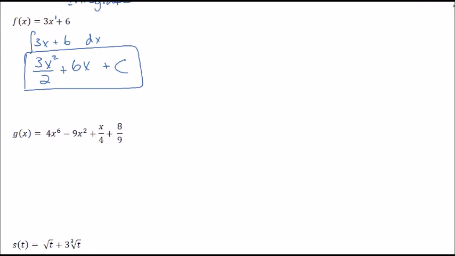Now let's take a look at the second one here. We're going to go ahead and integrate 4x to the 6th minus 9x squared. Now, to make this work a little bit easier for us, what I'm going to do is rewrite the x to the 4th as 1/4 of x. Because I'd like to isolate those variables and get the constant to the outside. It just makes it a little bit easier to see, at least in my mind.